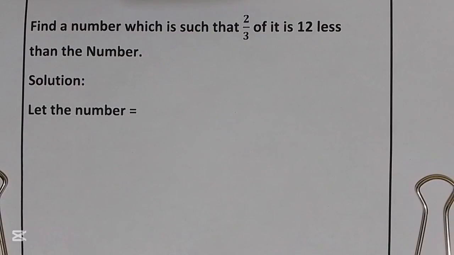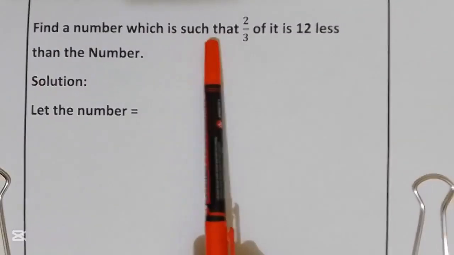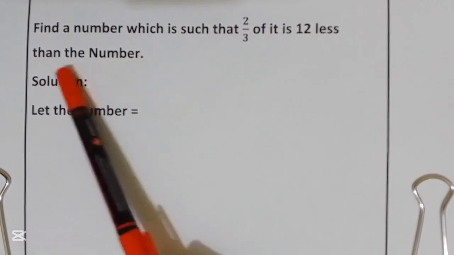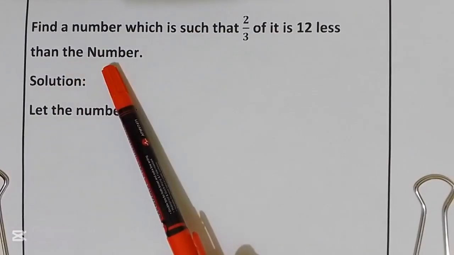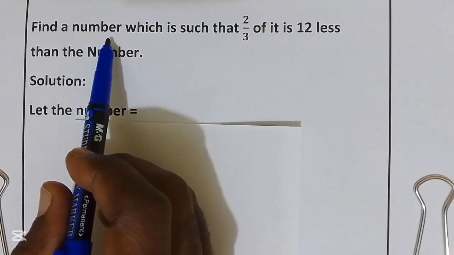We have a fraction word problem. Let us do it together. It says, find a number which is such that 2 out of 3 of it is 12 less than the number. Here, we need the number which we don't know.